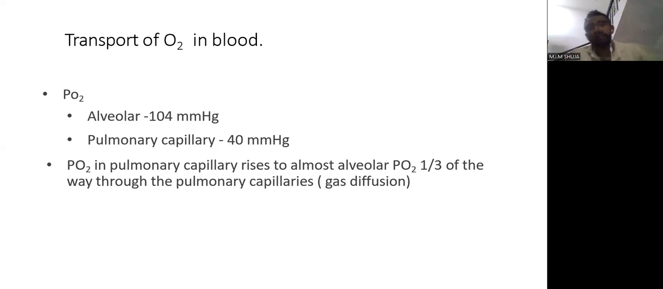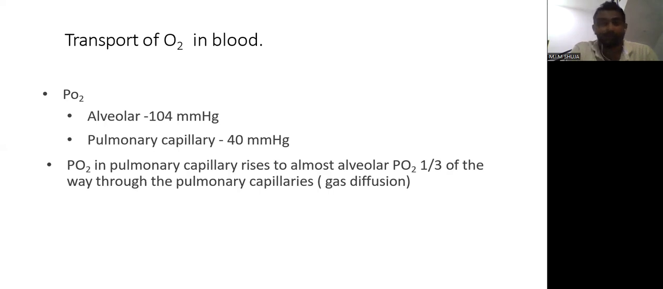So in the alveoli, your partial pressure of oxygen is 104 millimeter mercury. The venous blood coming via the pulmonary capillary contains 40 millimeter mercury. So there is going to be an equilibrium between oxygen in the alveoli and hemoglobin in the pulmonary circulation. This will happen one third of the way through the pulmonary capillaries.